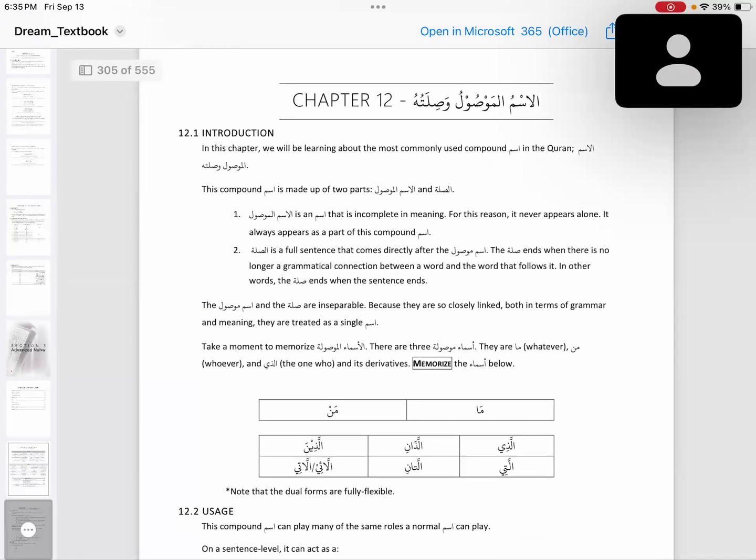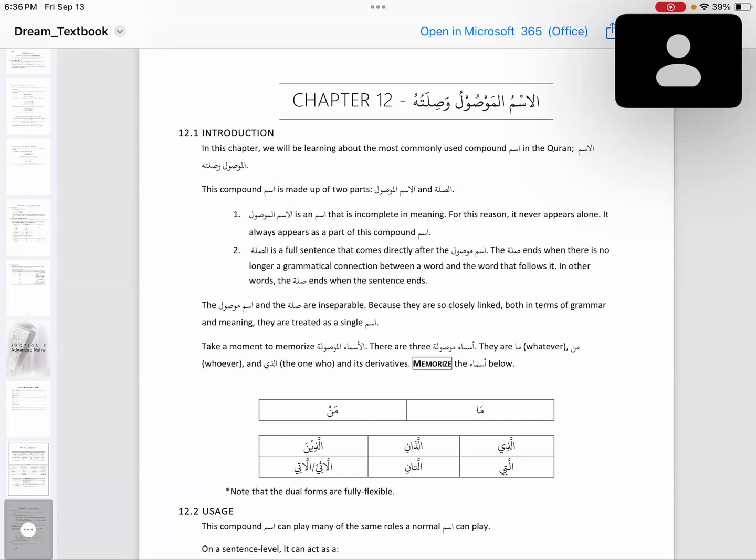The compound ism is made up of two parts, Ism al-Mawsul and its Sila. Ism Mawsul is an ism that is incomplete in meaning. For this reason, it never appears alone. It always appears as a part of this compound ism. A sila is a full sentence that comes directly after the ism mawsul.